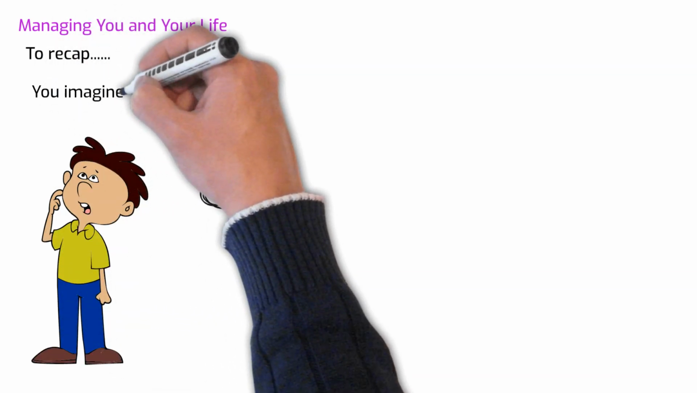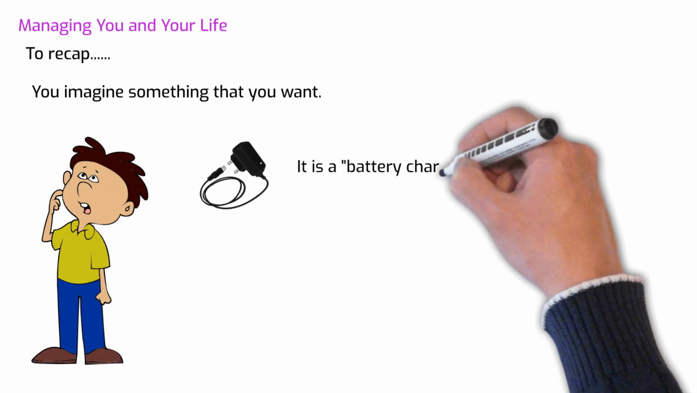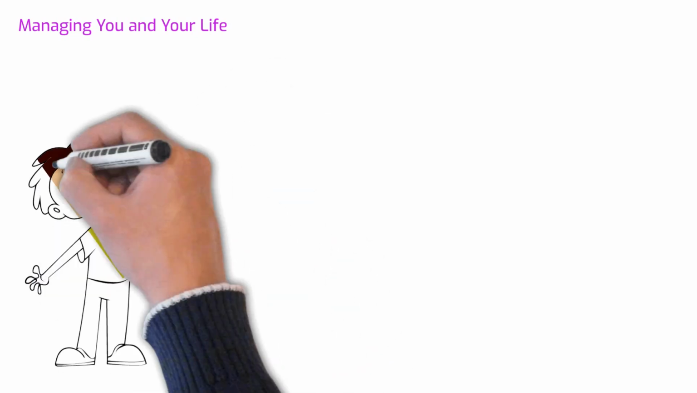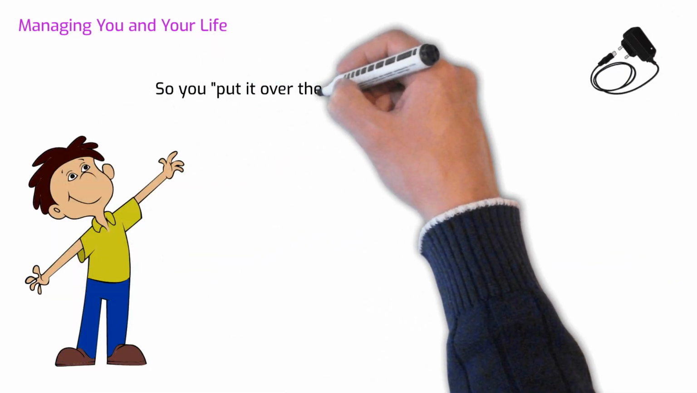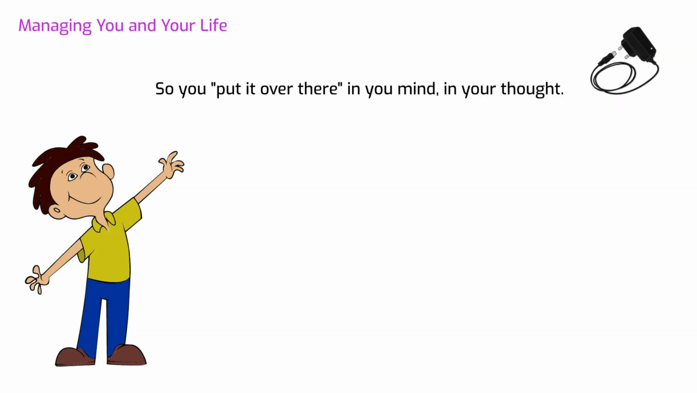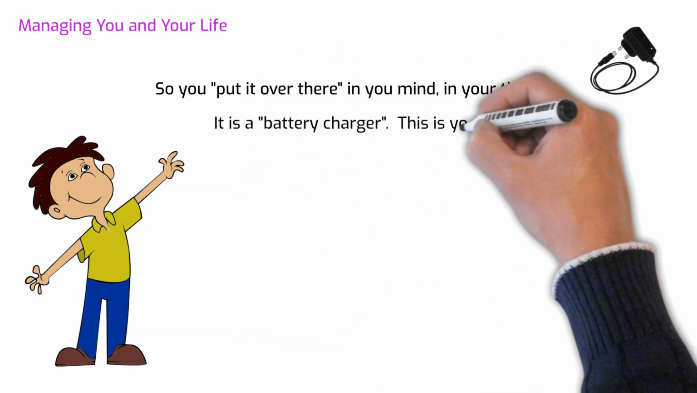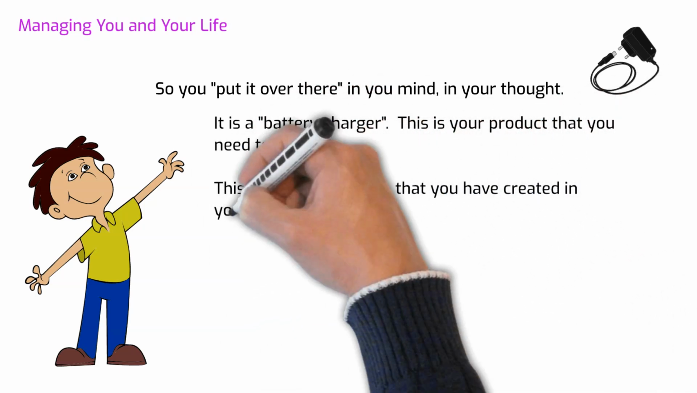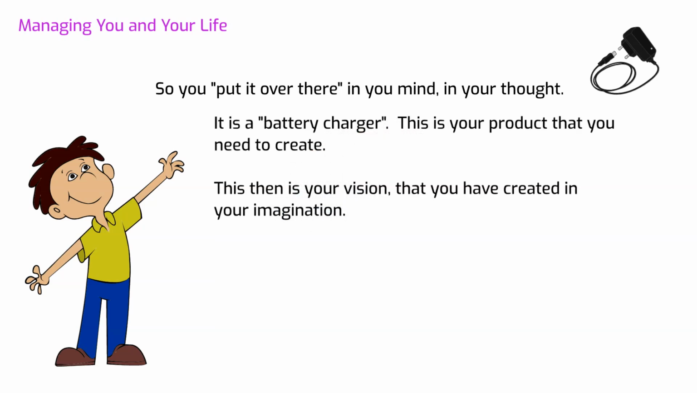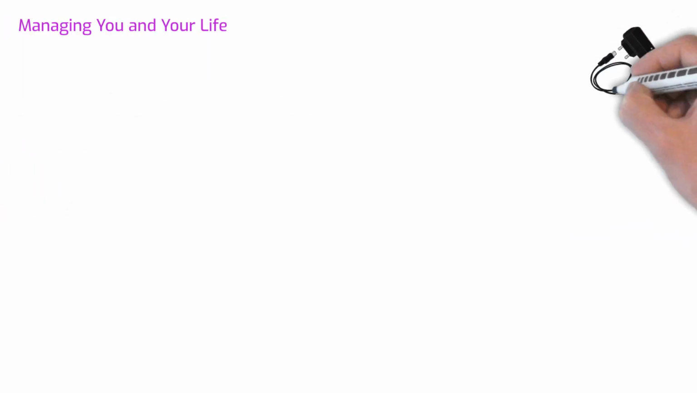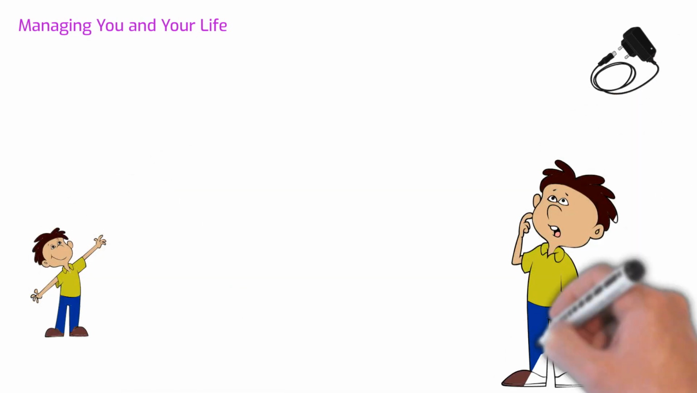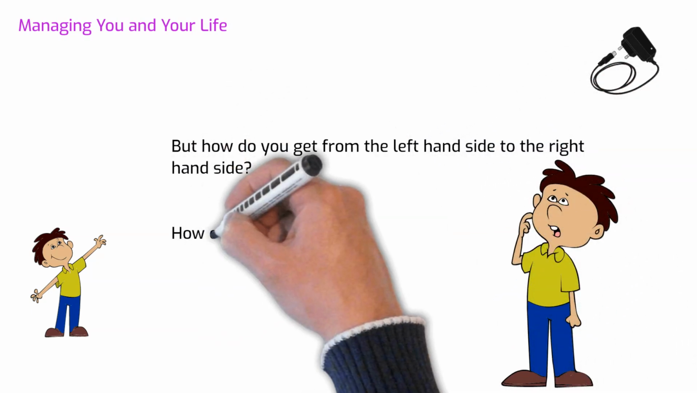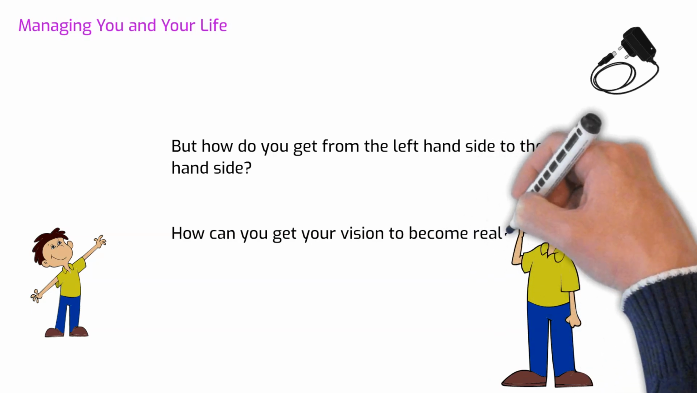So to recap, you imagine something that you want. It is a battery charger. So you put it over there in your mind, in your thought. It is a battery charger. This is your product that you need to create. This then is your vision that you have created in your imagination. But how do you get from the left-hand side to the right-hand side? How can you get your vision to become real?